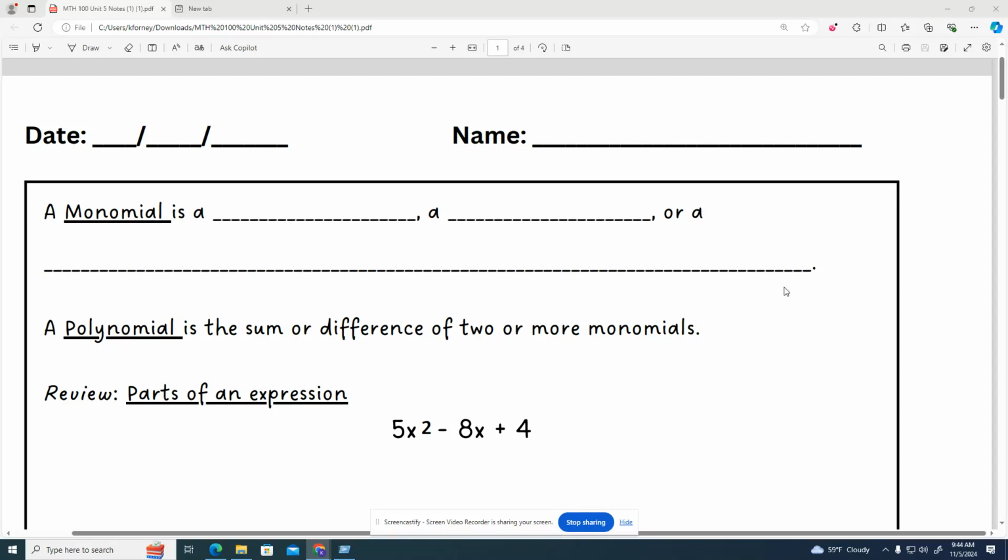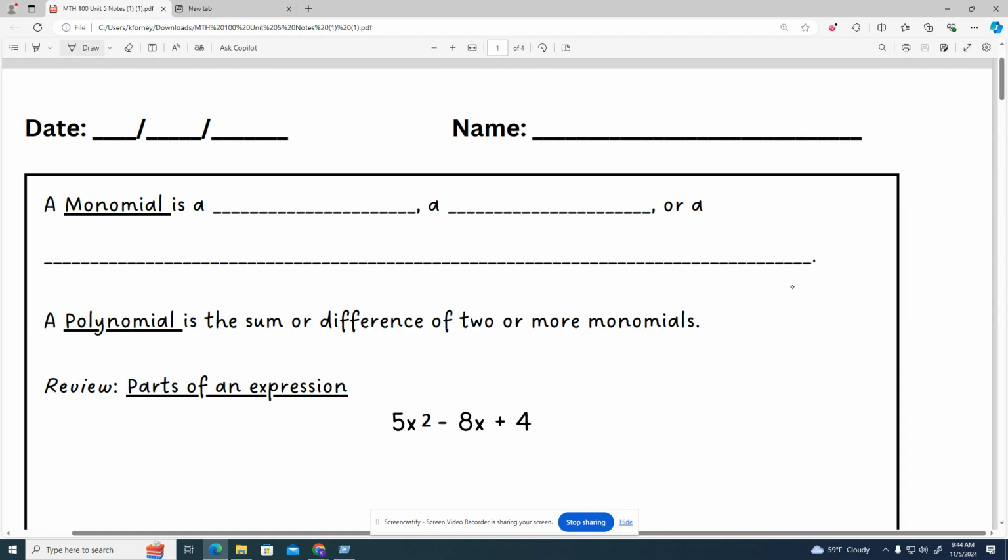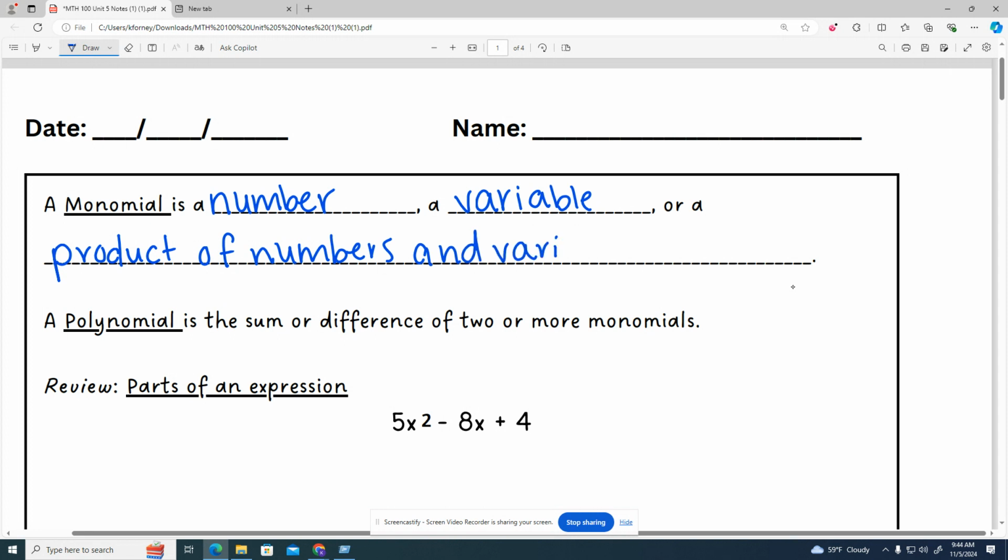So we are looking at what is a monomial. A monomial can be a number, a variable, or a product of numbers and variables. For an example, -5 is a monomial, but also -5xy is a monomial. Just m, that would be a monomial. M cubed is a monomial.